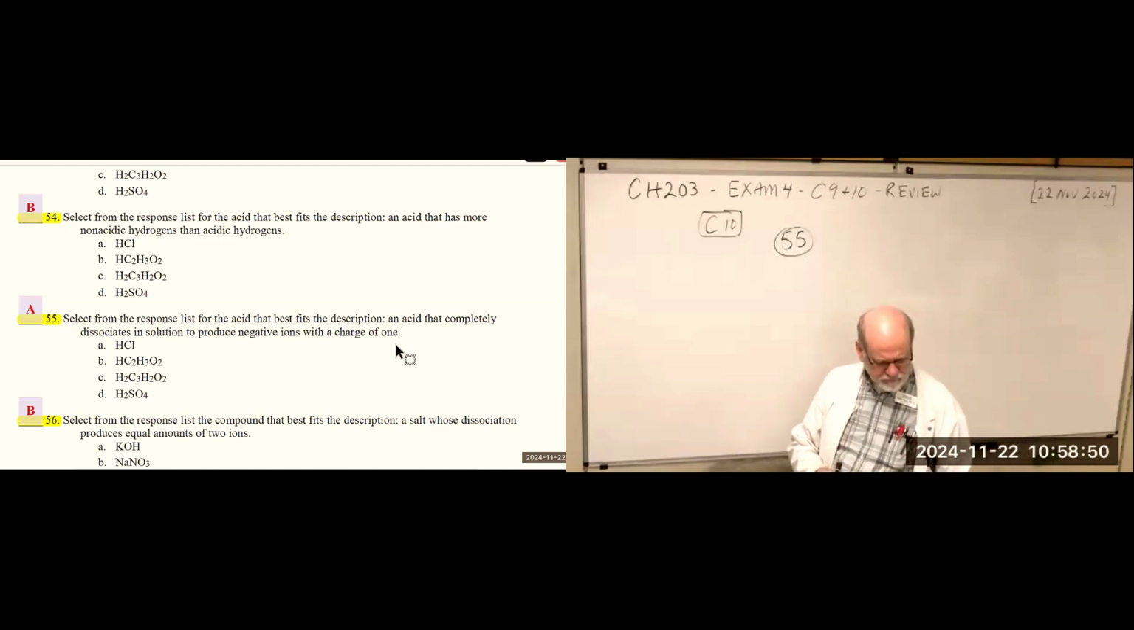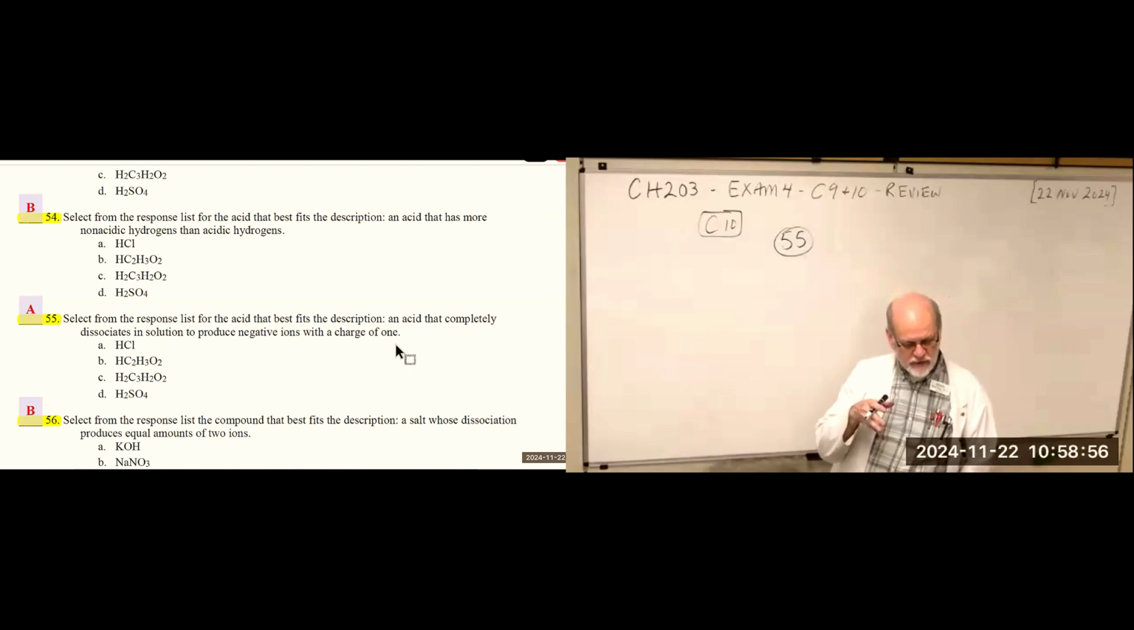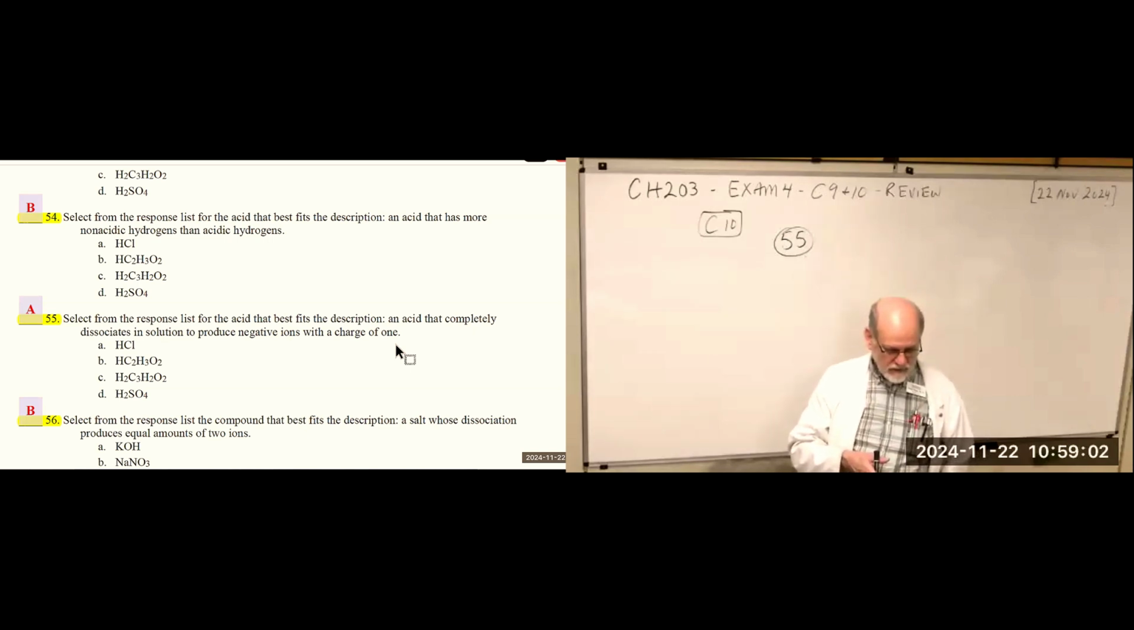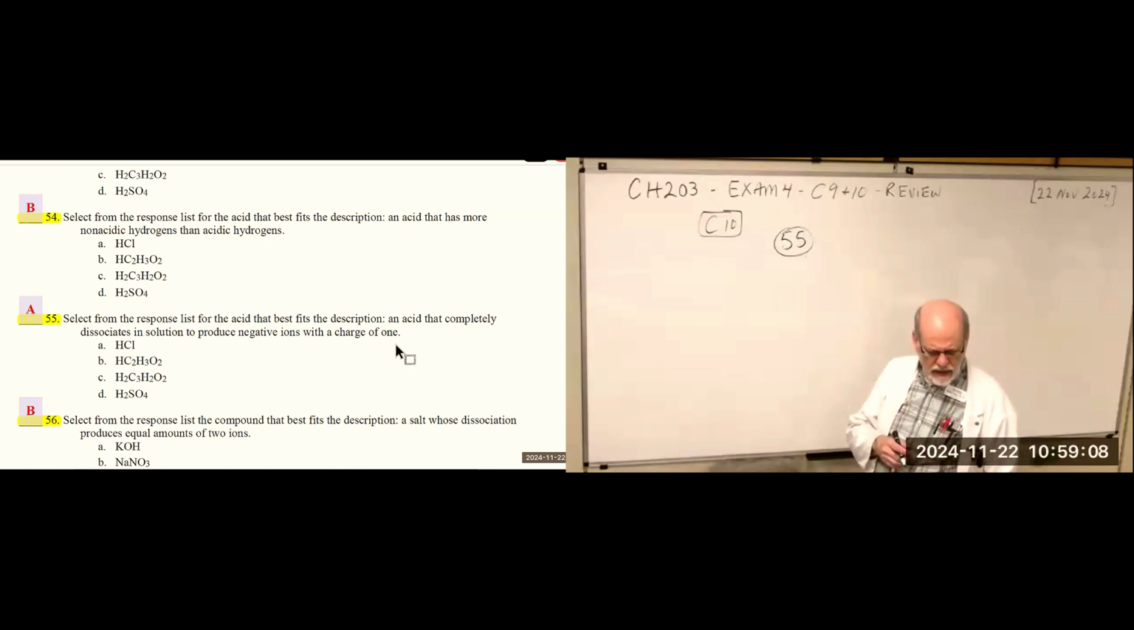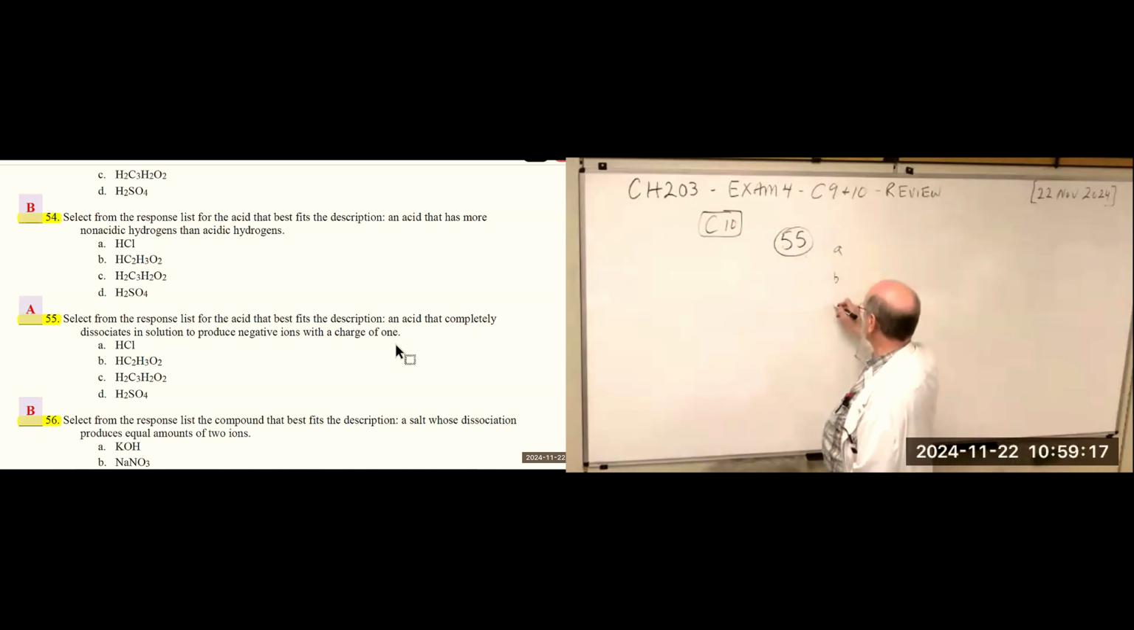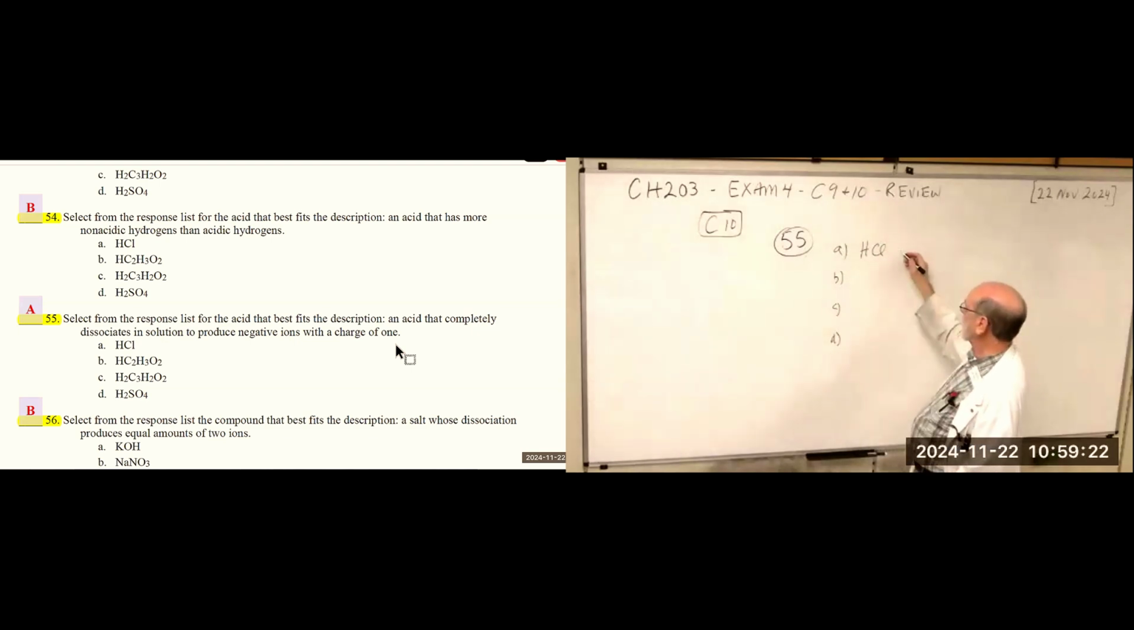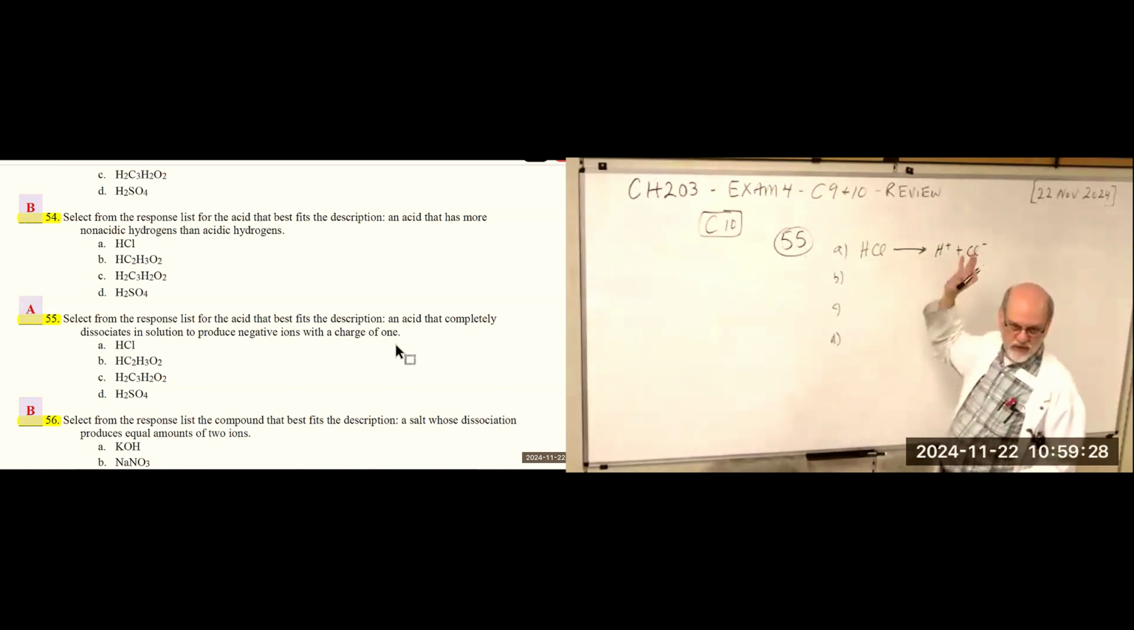From this list, select the acid that best fits the description: an acid that completely dissociates in solution to produce negative ions with a charge of 1. -1 charge. Okay. Completely dissociates in solution. All right, so A, B, C, and D. HCl, what does it do in solution? It completely goes to, well, of course, hydronium ions, but that's the simplified version.